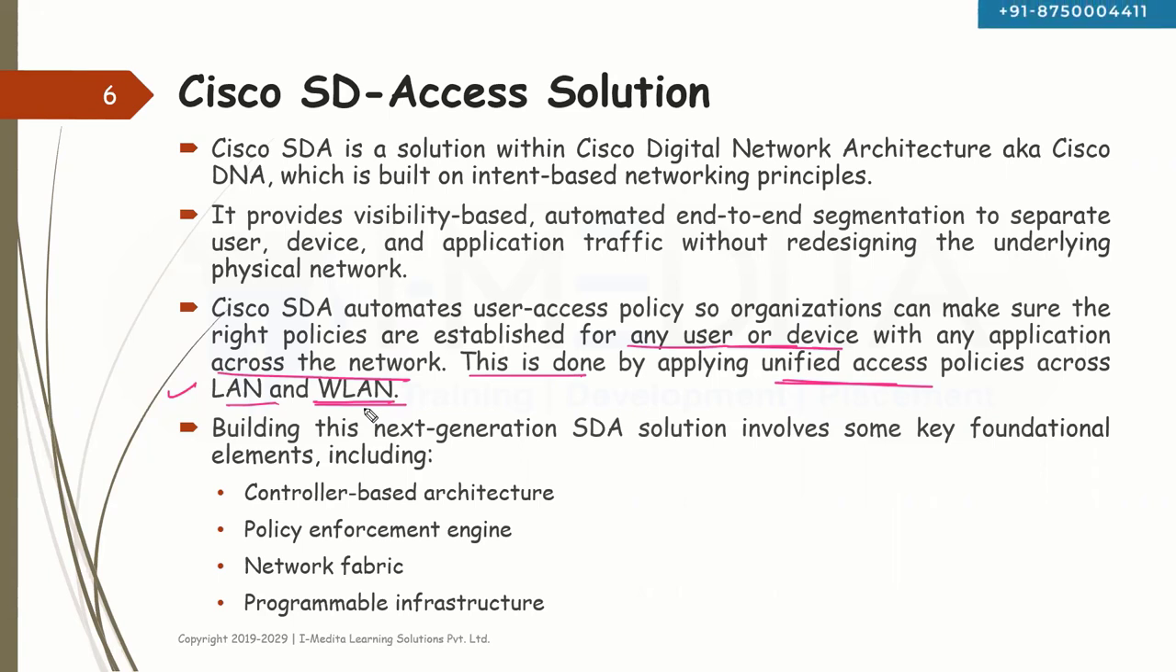Right. So earlier we might need to decide, if we have both wired and wireless infrastructure in our network, then you might need to define a separate set of policies for wired users, and define separate policies for the wireless users. But here we can define one policy from the policy dashboard, and that policy is going to be equally applied across the LAN and the wireless local area network.